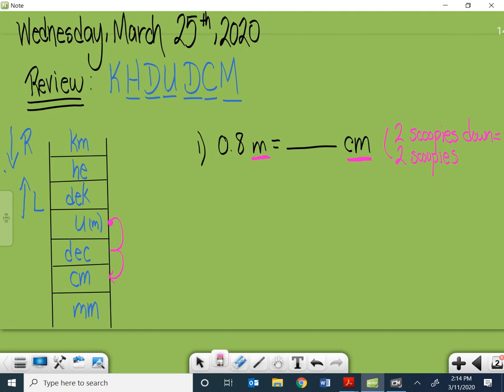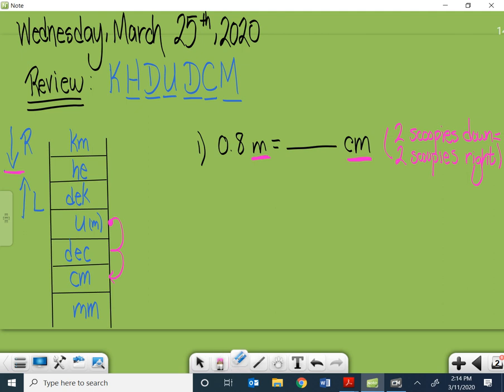My decimal moves how many scoopies? To the right or to the left? So if I know I went down, which is over here, I'm over here. I know I have to move to the right. So 2 scoopies to the right. Okay, that's the rule. And now let's actually do it.